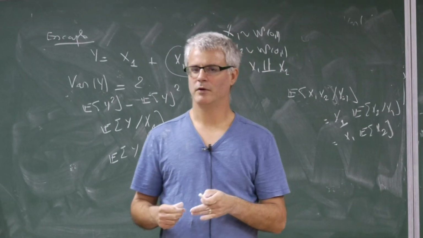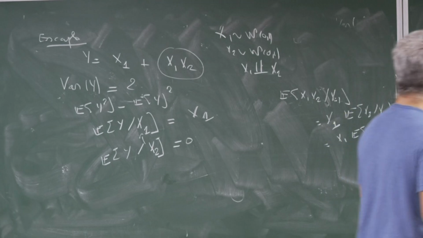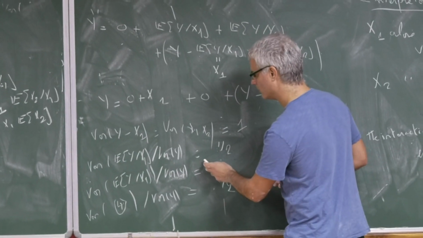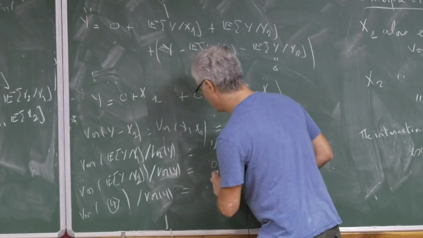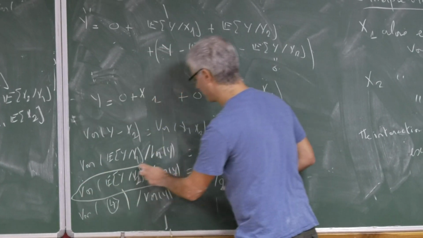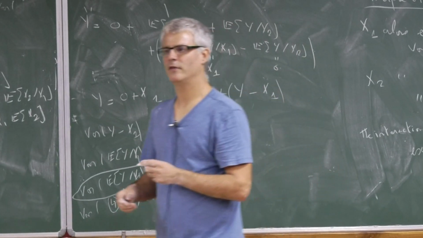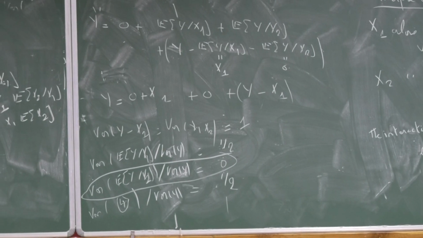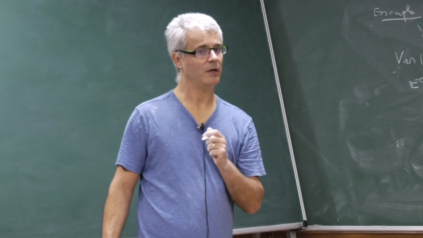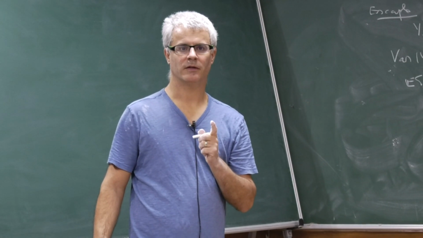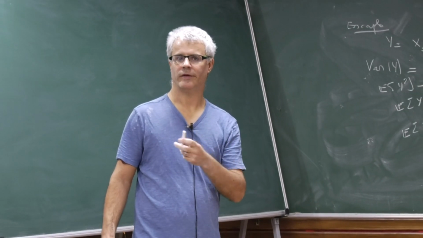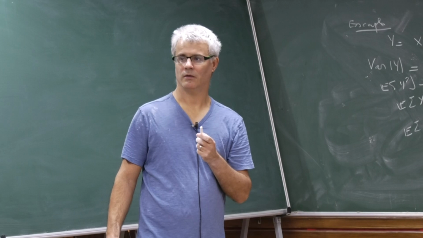So we have to be careful, because one mistake we can make is to say, if we find that this number equals 0, that x2 has no influence. It doesn't mean that. It only means that x2 has no influence alone, but it can have influence through interaction with the other variables.